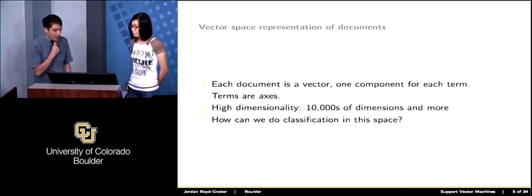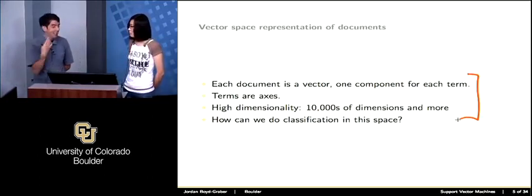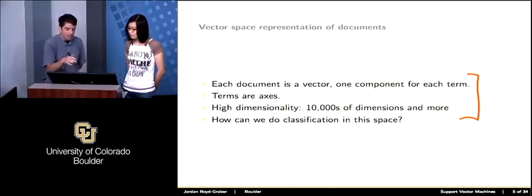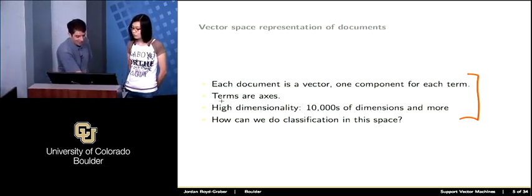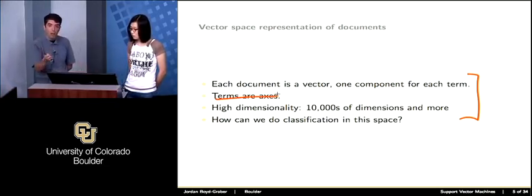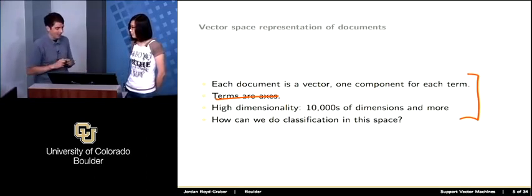Okay, so a little bit more technically what we just talked about. In this setup, each document is a vector. There is 1 dimension or 1 component for every term. And the terms are the axes. So each word is its own dimension. And because of this, it's really high dimensionality. So tens of thousands of dimensions, perhaps even more. So the question is, how do we do classification in this space? Any questions on the setup of vector spaces?